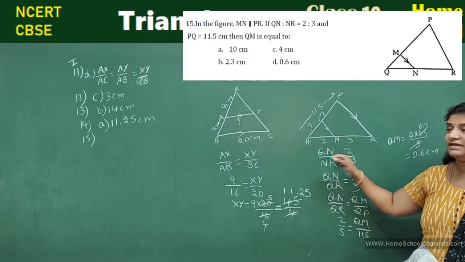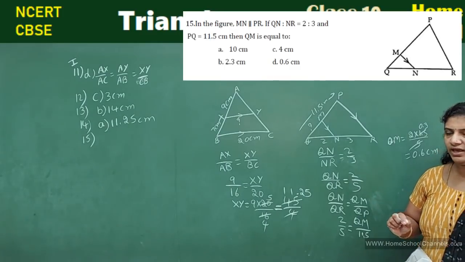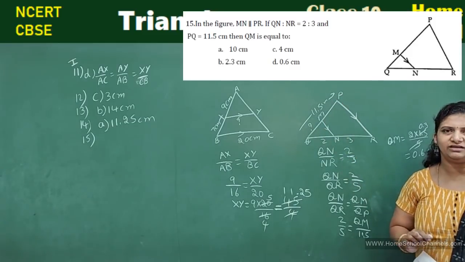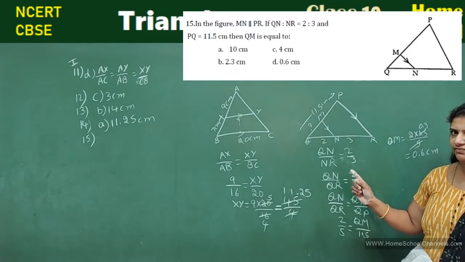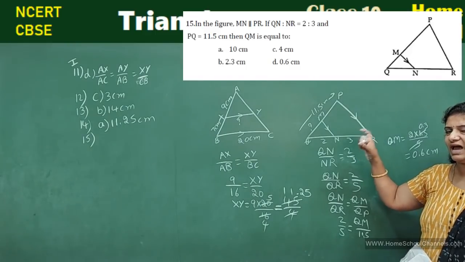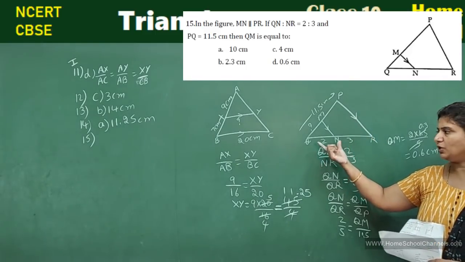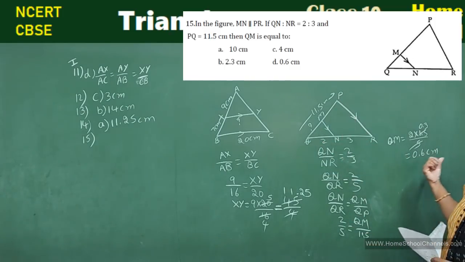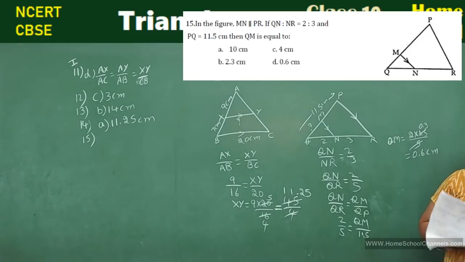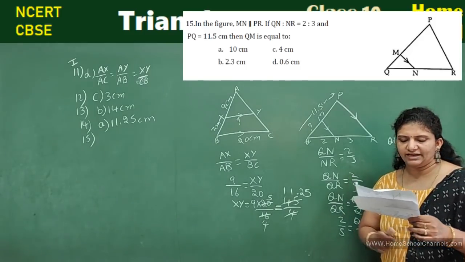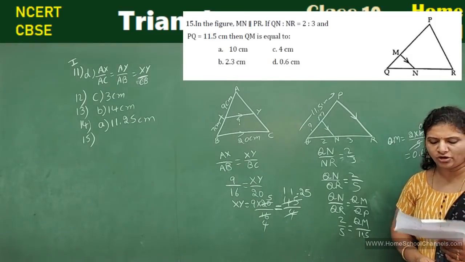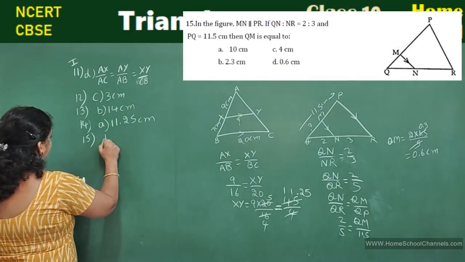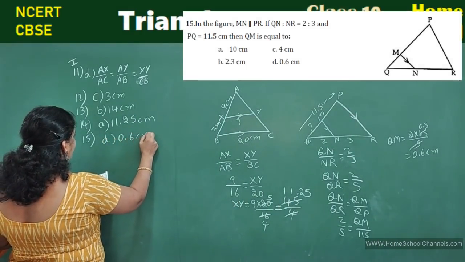Most of the children will make a mistake here where they have been given QN by NR. We need to rewrite it as QN by QR. They will directly take QN by NR and QM by QP. That is wrong. Please observe carefully which ratio is given and which side we need to find. So by corollary, QN by QR is equal to QM by QP. Directly you can find in this manner. Check for the option. Which answer is the right answer here? Therefore your option is option D, 0.6 centimeters.